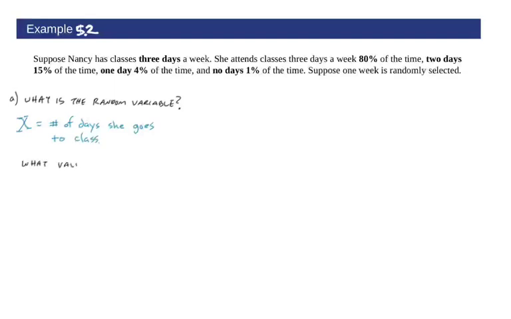And what are the values that x could actually take on here? Well, she could go to class not at all if she wants to. So she could go 0, she could go once, she could go twice, or 3 times here. And then we want to make a probability distribution function here, or what we call a PDF table.